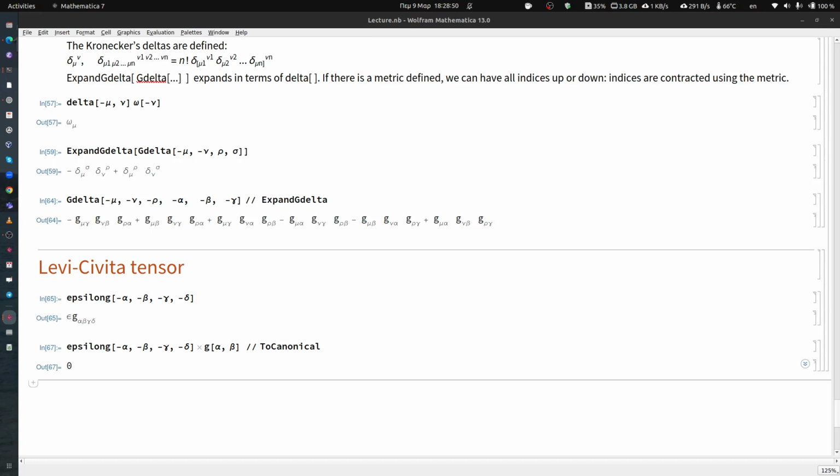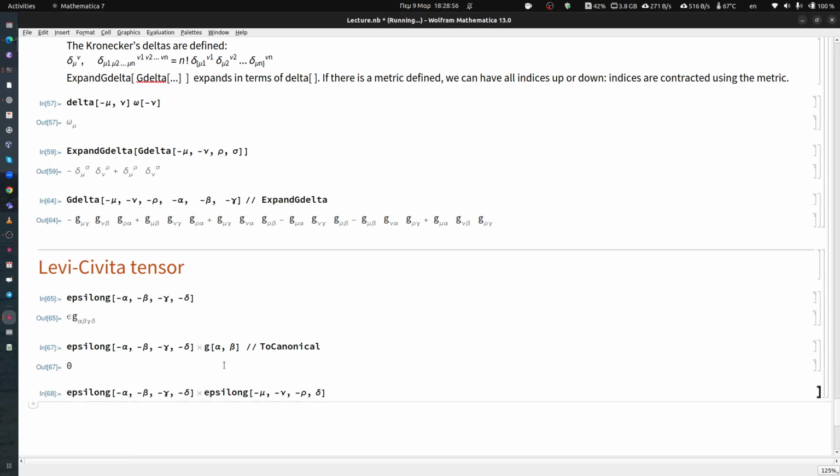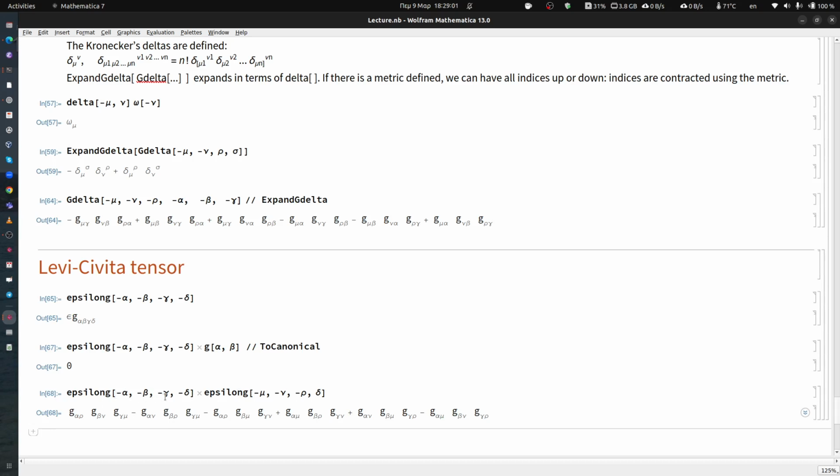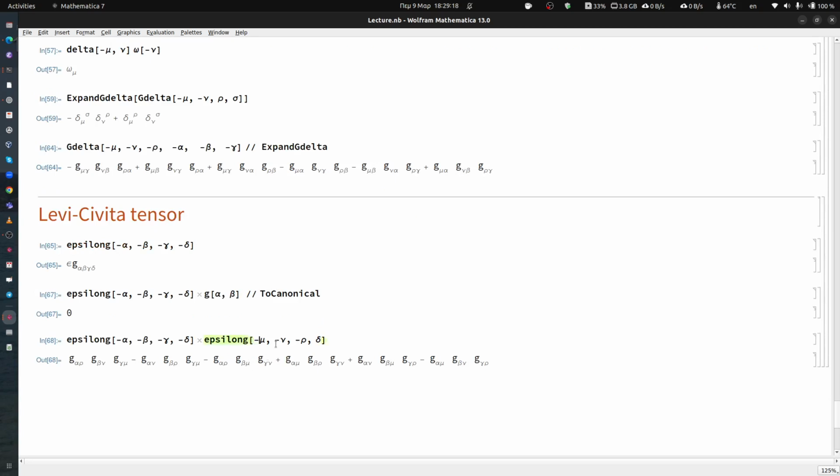You can write contractions involving products of epsilons, like this one. So you see here, we contract one index, the last one, minus delta here, delta there, and then the free indices are all downstairs. So you see that we obtain a result that involves the metric. If we use the inverse Levi-Civita tensor here, we will obtain deltas instead.